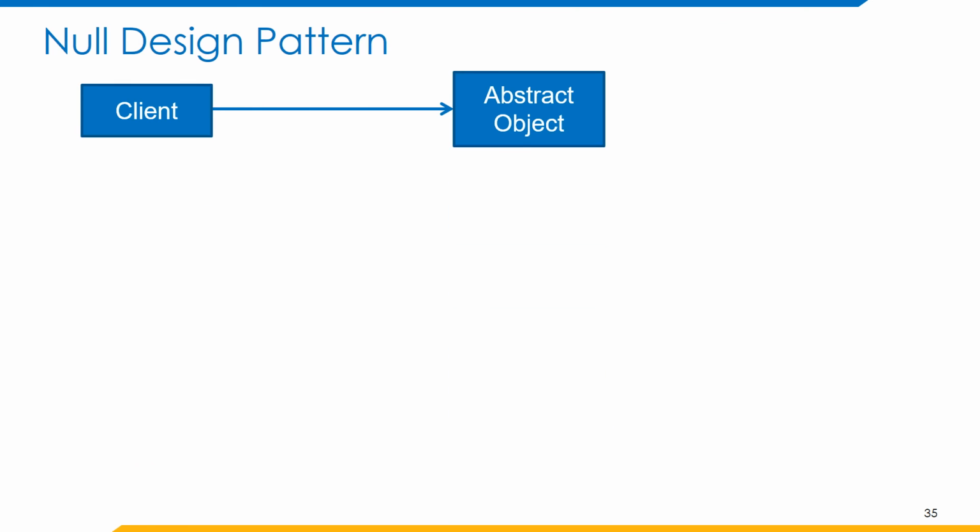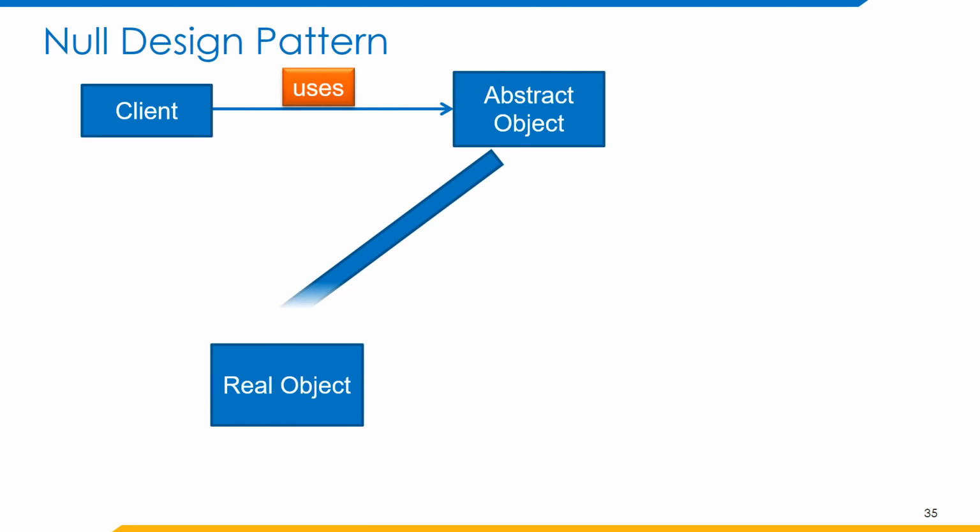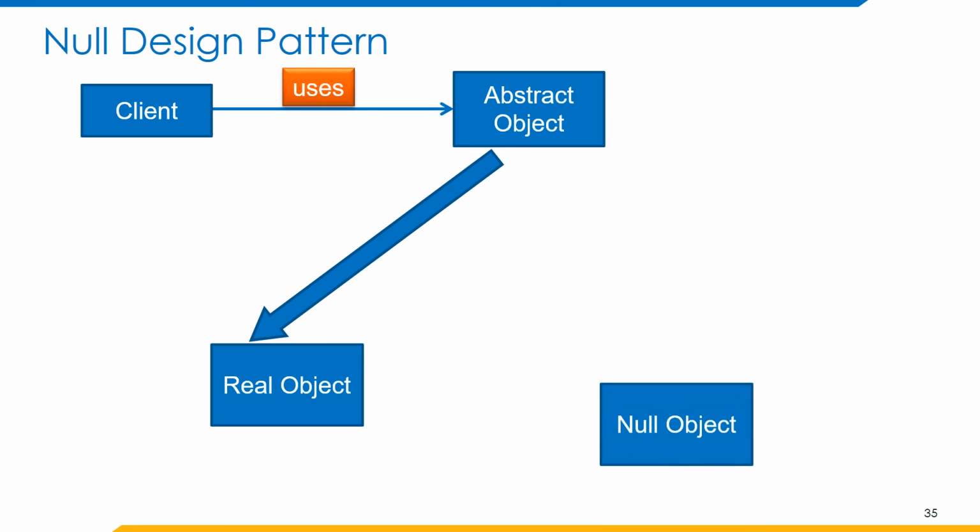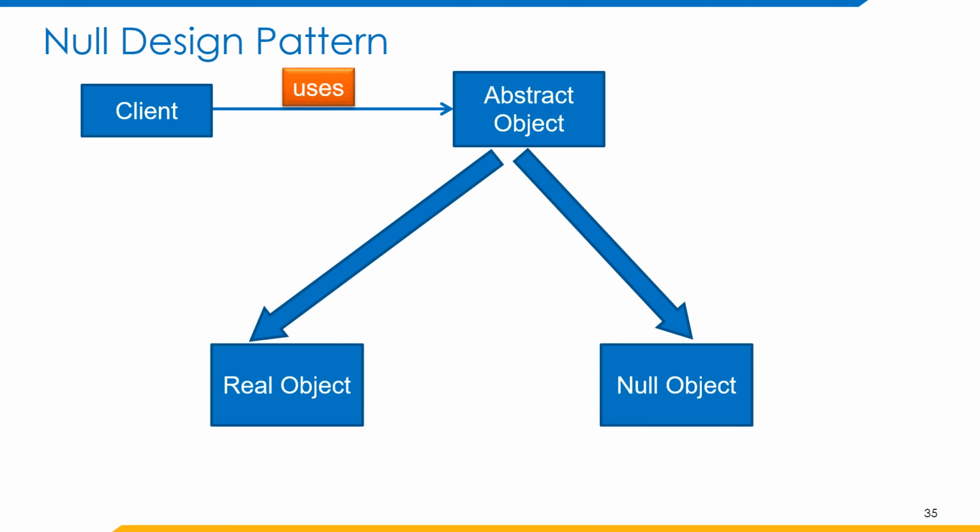In this case, we create one abstract class and attach a do-nothing object. The scenario is something like this: the client needs an abstract object. There is one real object and one null object. So we will attach a do-nothing behavior to this null object.